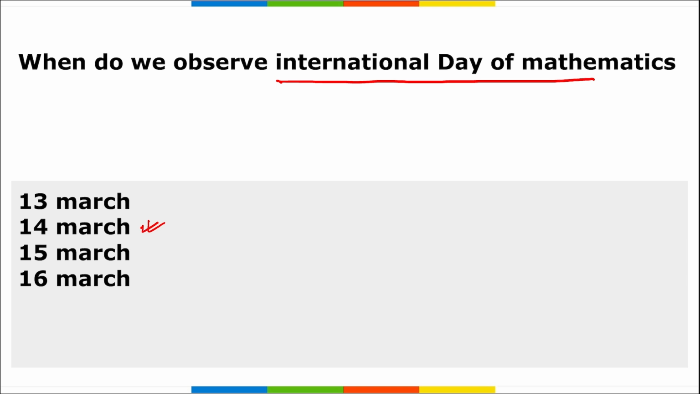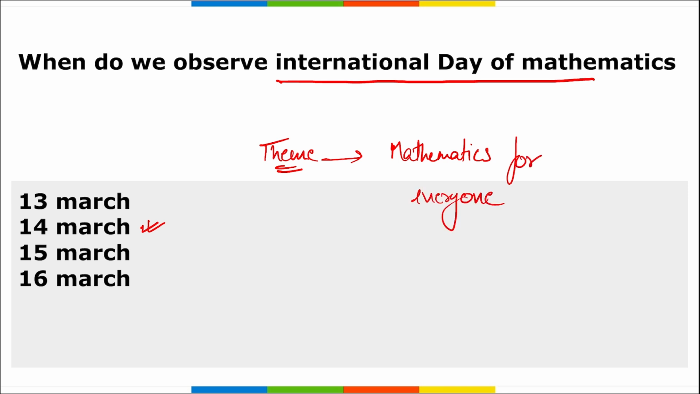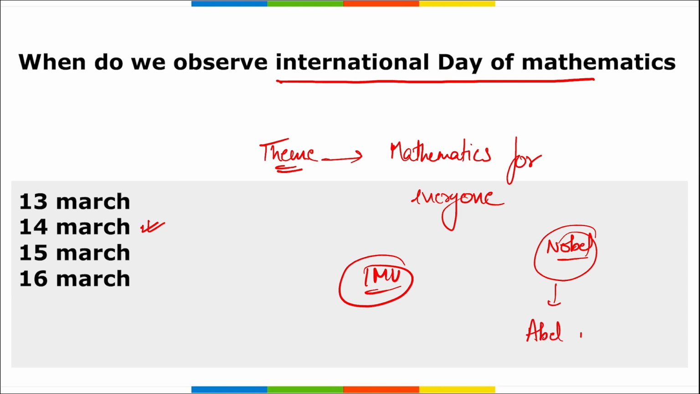The theme that you need to remember for the International Day of Mathematics is Mathematics for Everyone. Alright, this is the theme that you need to remember. The worldwide celebration of International Day of Mathematics is led by the IMU, that is the International Mathematical Union. There is a Nobel-equivalent prize also in the field of mathematics, and that prize is known as the Abel Prize. So the correct option is 14th of March.